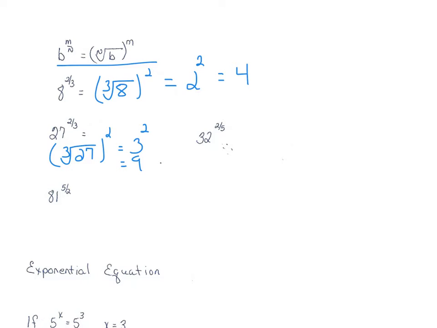Hopefully you find that these are a lot easier to work with maybe than they look like at first glance. If I take 32 to the 2/5, that means I'm going to take the 5th root of 32, and then we're going to square that. So the 5th root of 32 is 2, and 2 squared is 4.